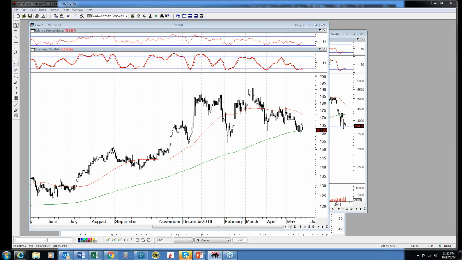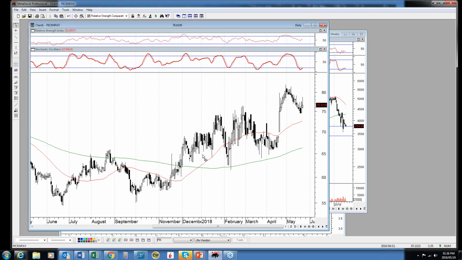Let's do that quickly. So out of all of our retailers, this one's actually looking the best at the moment. Well, out of the food retailers, let's put it that way.